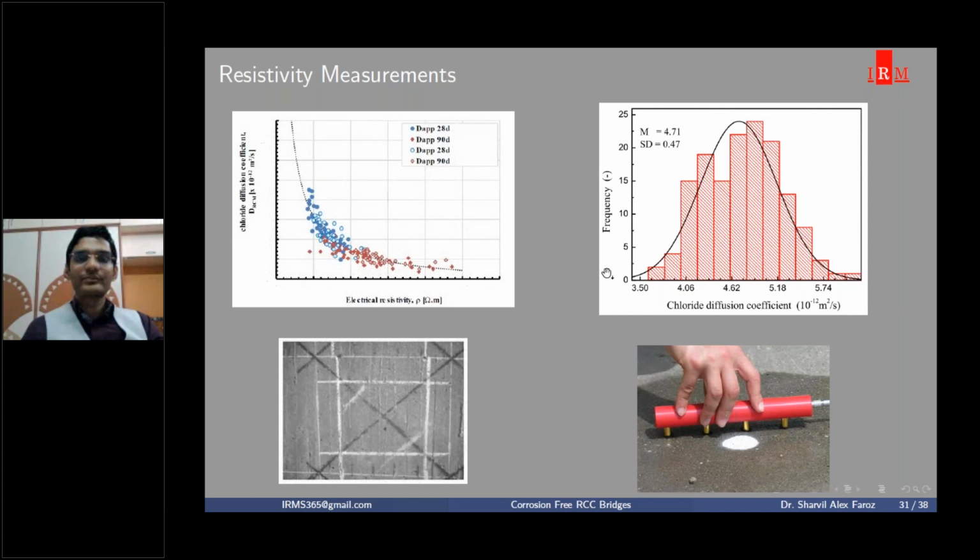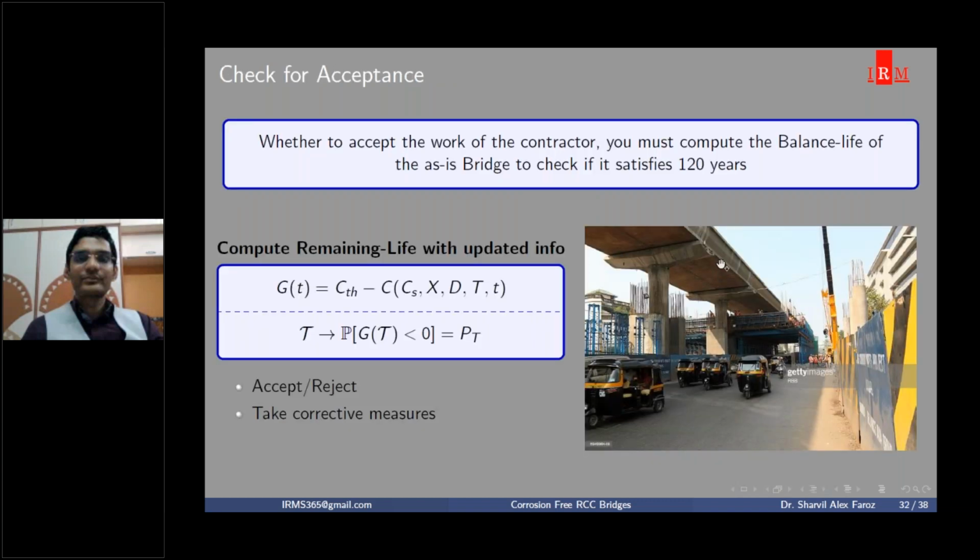On the top right, as you can see, we have a probability distribution of the diffusion values. Now is an important stage, to check the acceptability of the work which the contractor has done. The tender specified that the bridge or the viaduct should have a life of 120 years. So if the contractor has done a good job, the bridge should demonstrate through my analysis that it satisfies 120 years or more.